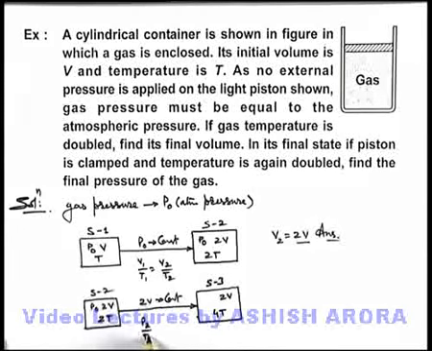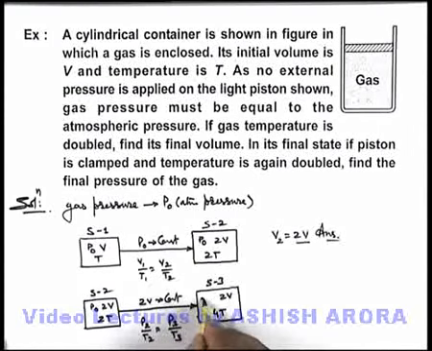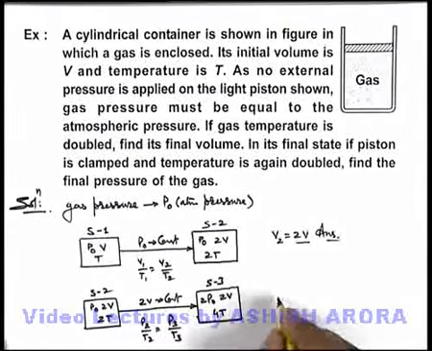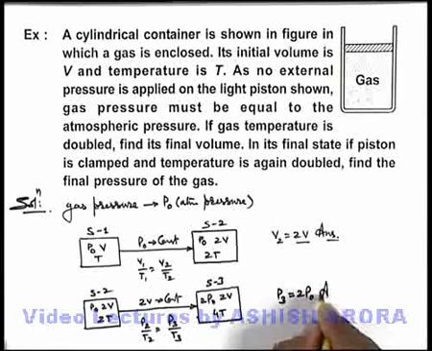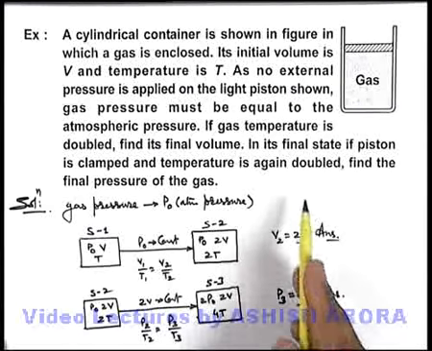P2 by T2 equals P3 by T3. In this situation, the temperature is doubled, so the pressure must be doubled, so it will change to 2P0. That means this P3, the final pressure, will be 2P0. That will also be the answer to the second part of this problem.